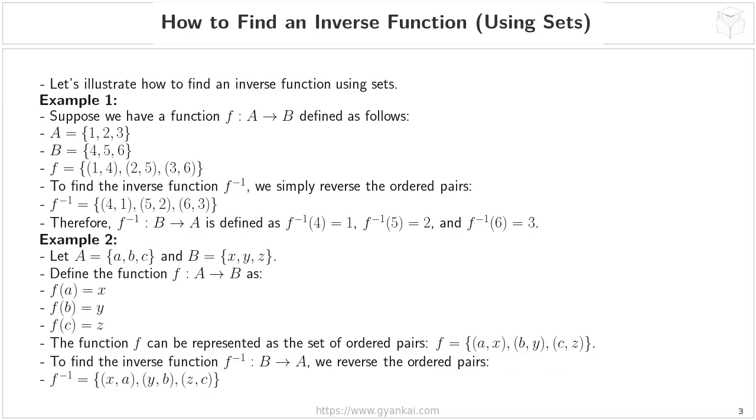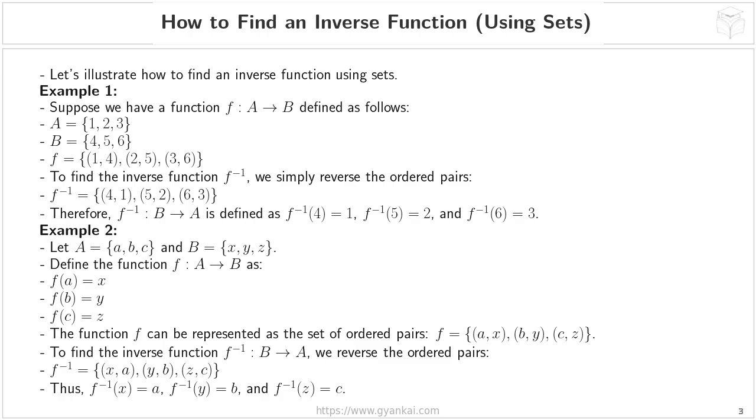Therefore, f inverse maps from set B to set A, and is defined as f inverse of X equals A, f inverse of Y equals B, and f inverse of Z equals C. These examples demonstrate the core idea: finding an inverse function by simply swapping the input and output values of the original function, as long as the original function is bijective. In the next slide, we'll explore why bijectivity is so important for the existence of an inverse.